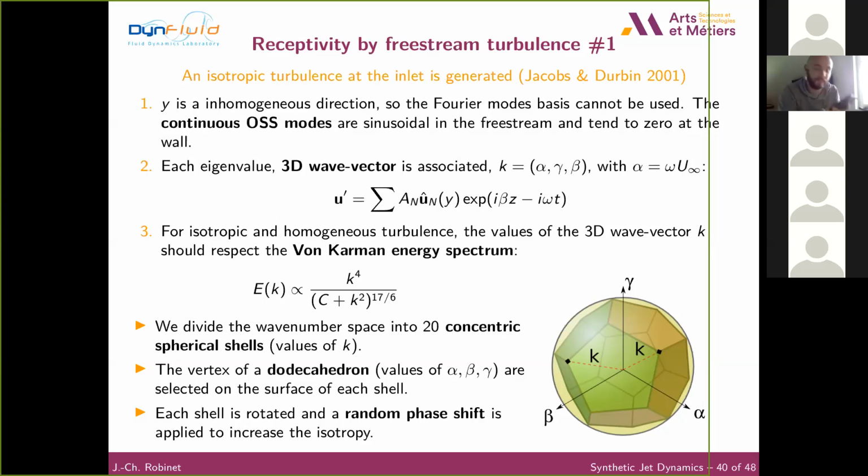To do that, we divide the wave number space into 20 concentric spherical shells. For the different values of the wave number components, I use a vertex dodecahedron to select the different values of alpha, beta, and gamma. These values are selected on the surface of each shell, and this shell is rotated, and a random phase shift is applied to increase the isotropy and to have no bias in the selection of the different wave numbers, and finally the different modes are used to reconstruct the perturbation.